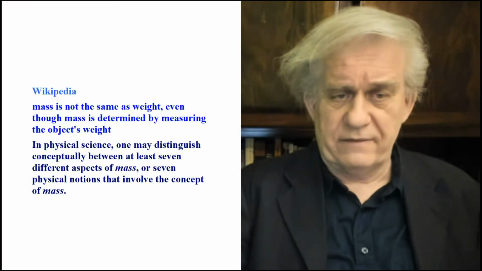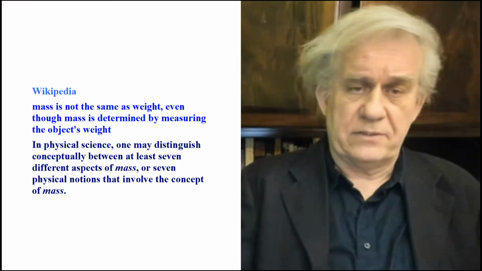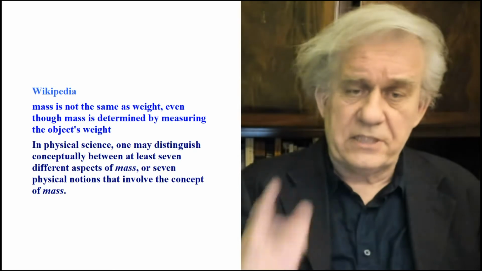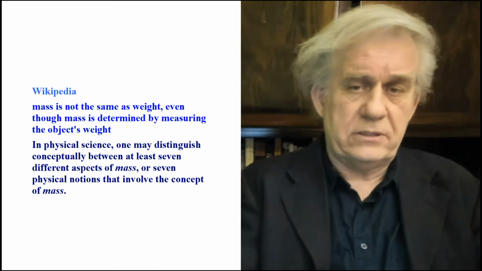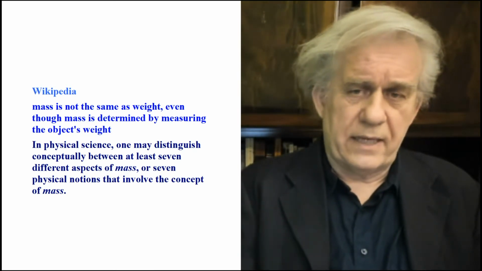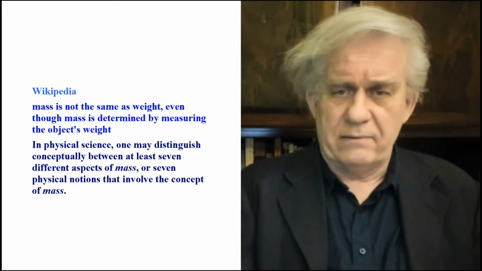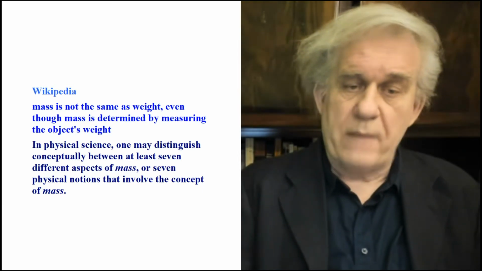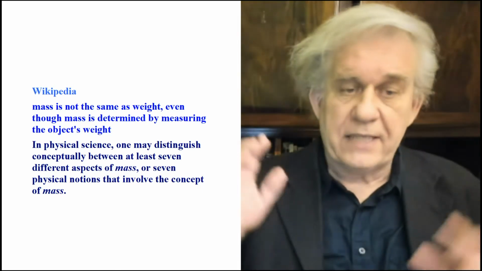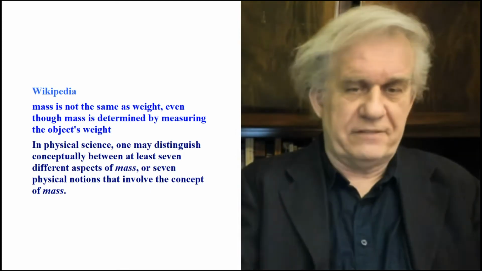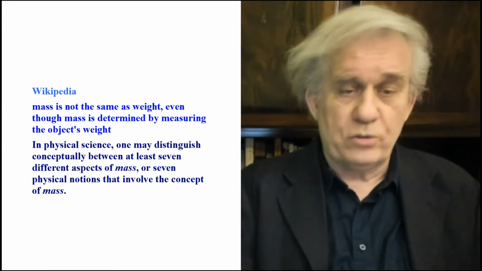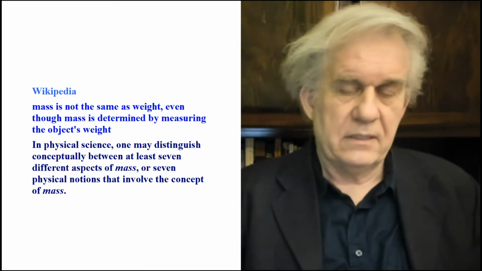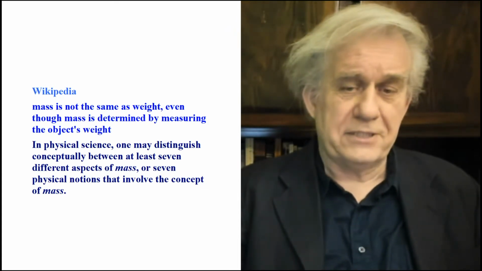And here you go to the Wikipedia and you'll find this. You'll find that mass is not the same thing as weight, okay? Even though mass is determined by measuring the object's weight. They're kind of weird because mass is not weight, but we determine mass through weight. Great. And then they continue, in physical science, one may distinguish conceptually between at least 7 different aspects of mass, or 7 physical notions that invoke the concept mass. So it wasn't as easy as in high school, was it?